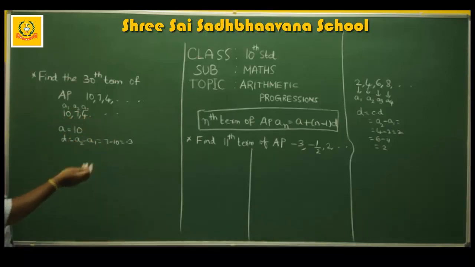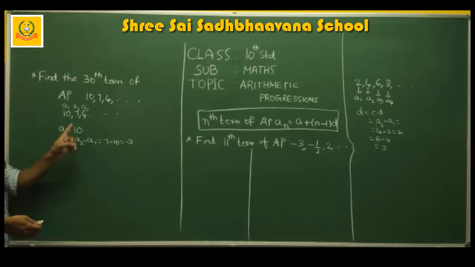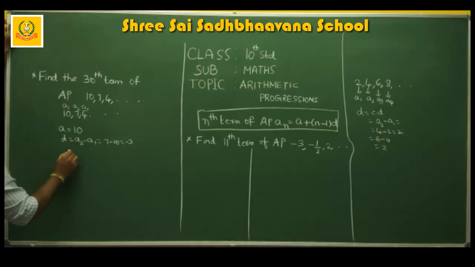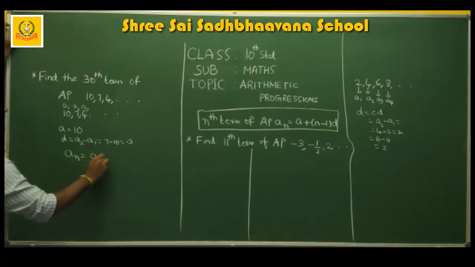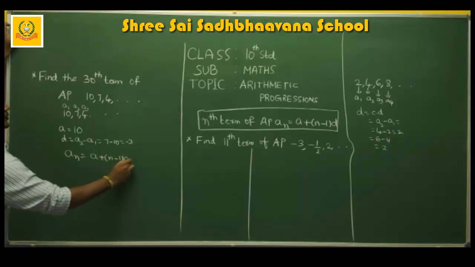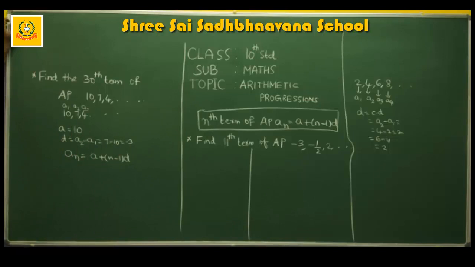That should be the same. No need to do it with all. So 7 minus 10 is minus 3. If you do 4 minus 7 also, you will get minus 3. Any one difference you take is more than enough. So we got the A value and we got the D value also. What is the general term formula? A suffix n equals A plus n minus 1 into D. People who didn't understand, you can just focus on this once again, you will understand.